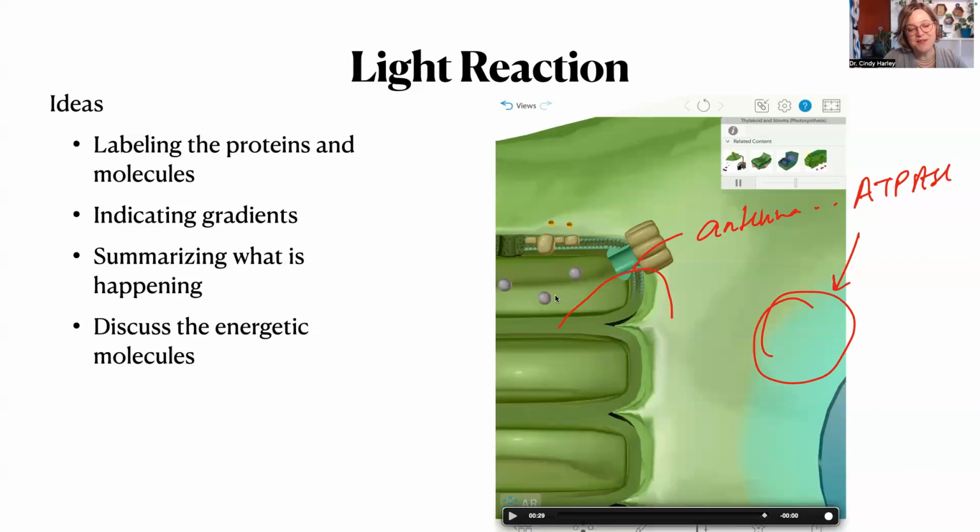And you can have them summarize what's happening and maybe even discuss the energetic molecules. Okay, what's this NAD? What's its energetic state? What's the difference between ADP and ATP? And have your students figure out where the energy is in those different places.